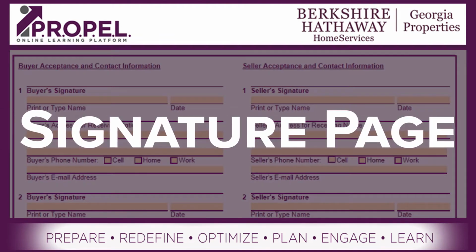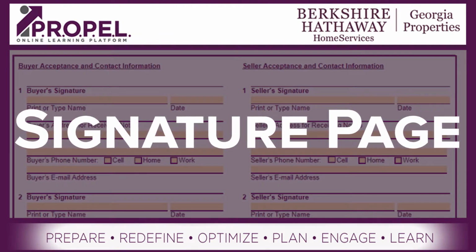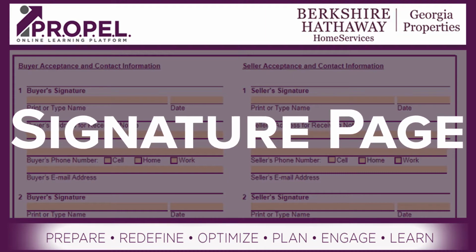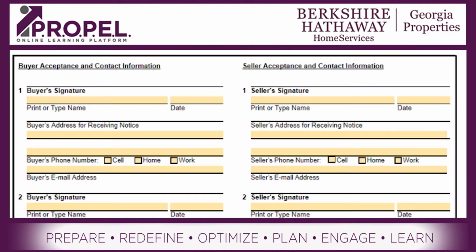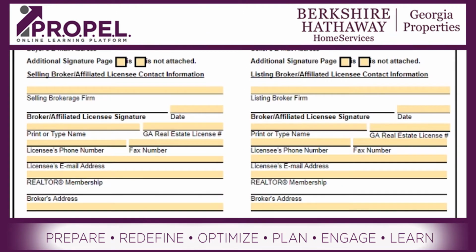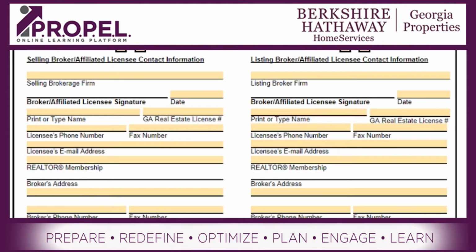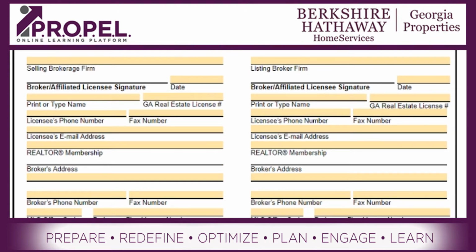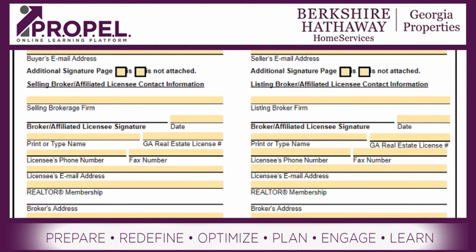Then on your signature page, this is the page where the buyers and the sellers will sign, as well as yourselves. Basically, you're going to fill out the information that does apply. And coming down to the seller broker and the listing broker information, make sure to list out the brokerage firms, and who the listing and the buyer's agent are.